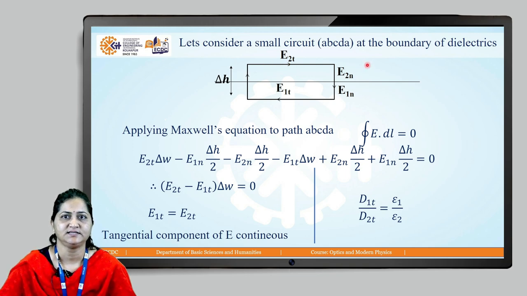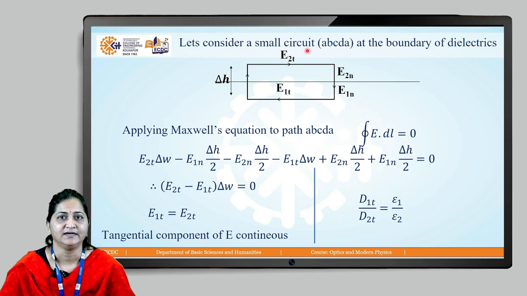Let's now consider a small circuit ABCD at the boundary of these two dielectrics. Consider this path AB, then this is path BC, then the third is path CD, and this is path DA. If we apply Maxwell's equation to this path ABCDA, that is, the closed line integral of E dot dl equals 0, that means the net work done is equal to 0, force into displacement. If we consider the first path, the upper path AB, the electric field is E2t, and if the length of this path is delta w, then E dot dl becomes E2t into delta w.